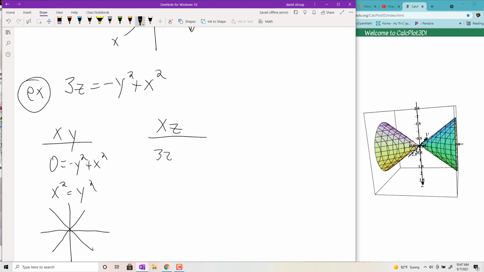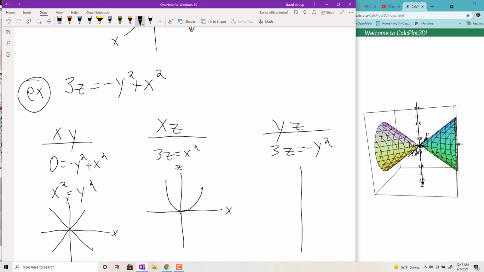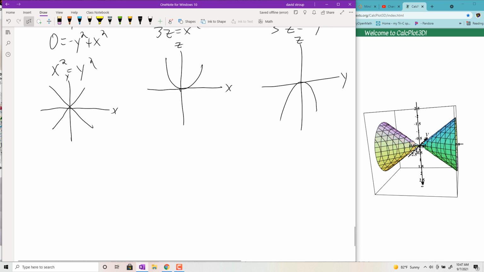Okay, let's try the xz plane. So you get 3z equals x squared. So that's a parabola. So let's put in our axes here. xz, so it's in this direction, and then yz should give us one going in a different direction, right? So 3z equals negative y squared. So that negative is going to flip it around the y-axis there, downwards. Okay, and I'll try my best to draw it. I don't think I really can, but okay.